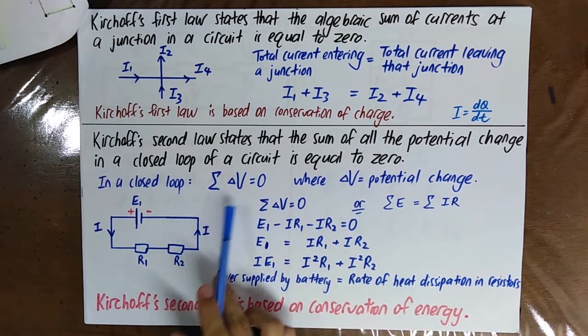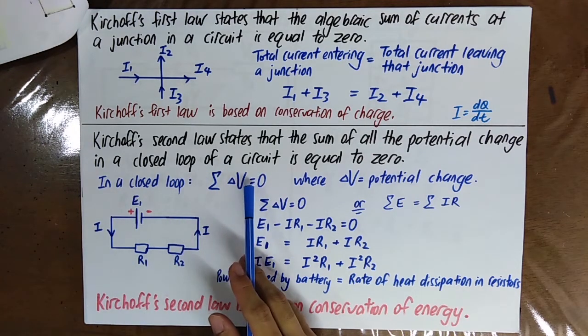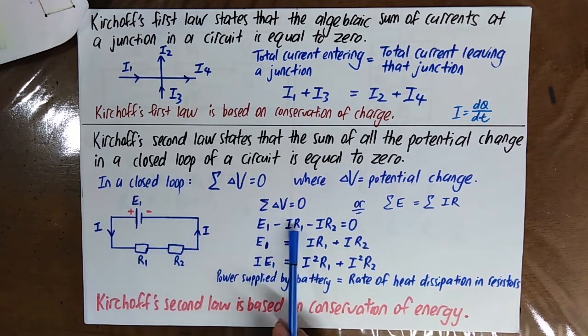Okay, that means that inside this closed loop, the summation of the potential change is 0. That means that E1 is equal to IR1 plus IR2. And then when E1 is equal to IR1 plus IR2, you multiply this with I again. You know that IE is the power supplied by the battery. I squared R1 plus I squared R2 is the rate of heat dissipated in all the resistors. So this is what? This is conservation of energy.